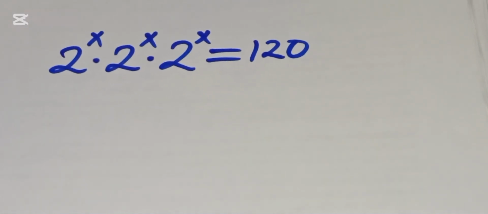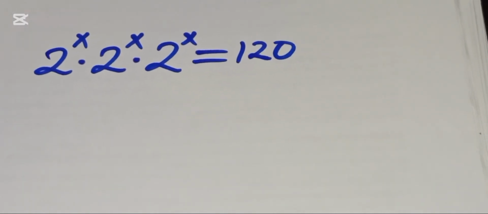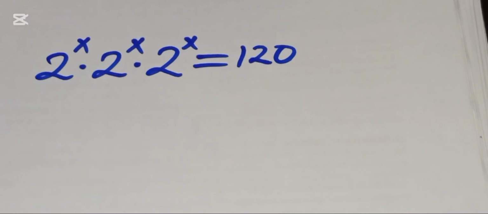Let's present a solution given this nice exponential equation, which is 2 raised to power x multiplied by 2 raised to power x multiplied by 2 raised to power x is equal to 120. What is the value of x? Now, solution from here.